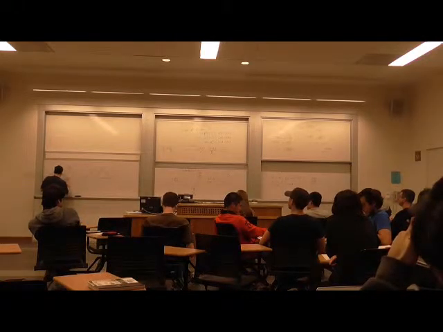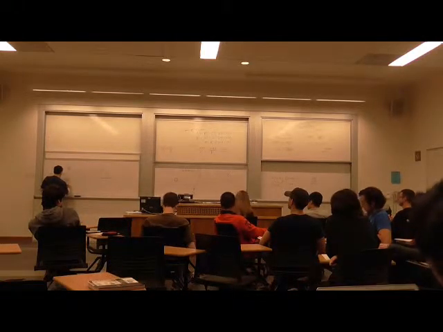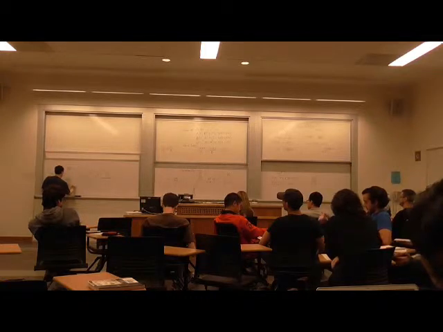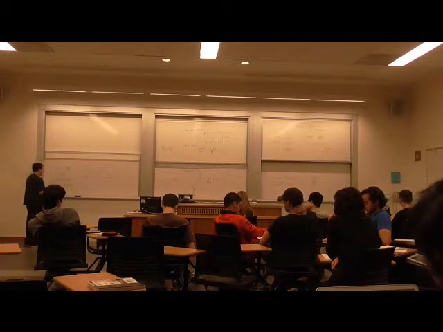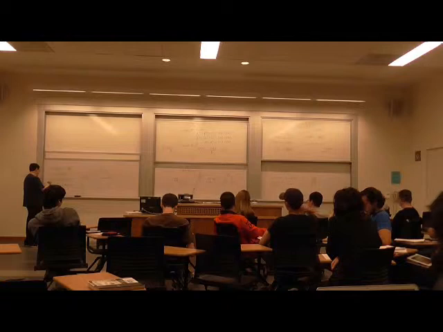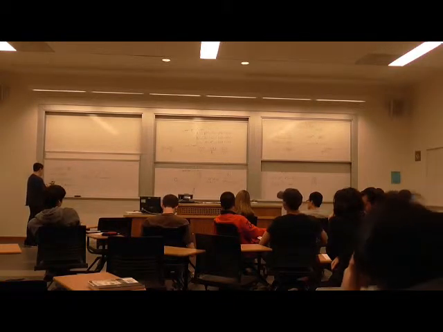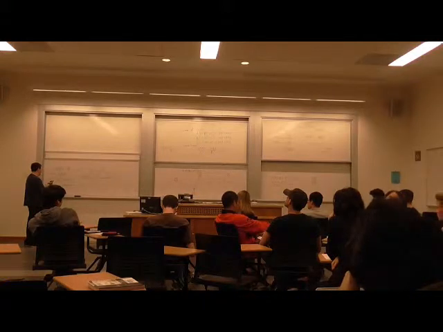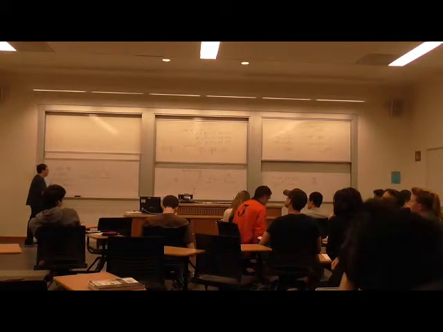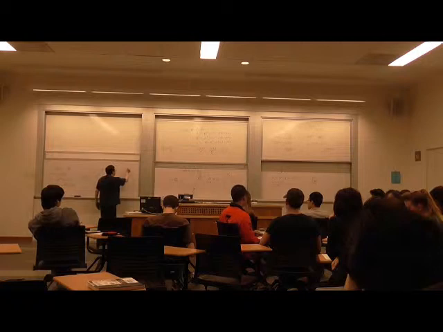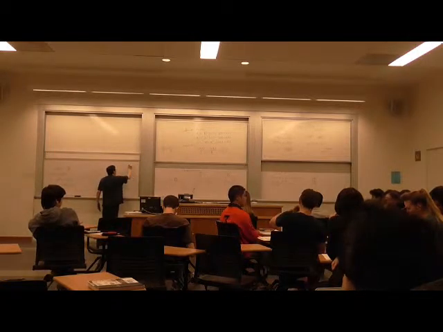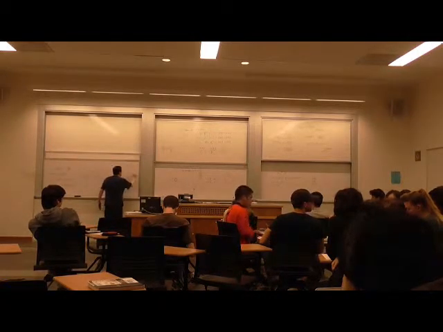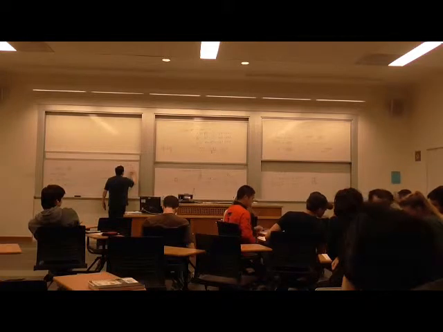2 sine of 23 equals about 0.781. The inverse of that, 0.781, is 51 degrees, right? I'll do the whole thing. 51 degrees, right?